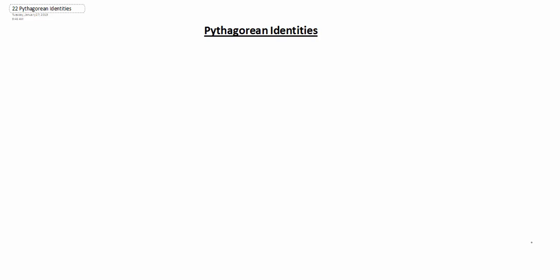All right, next here we're going to look at the Pythagorean identities. And before we do that, I do want to look at one notation that I want to point out. This is important that you understand this particular notation.